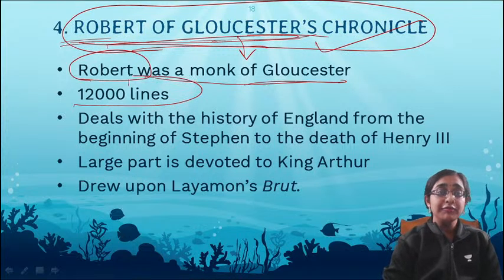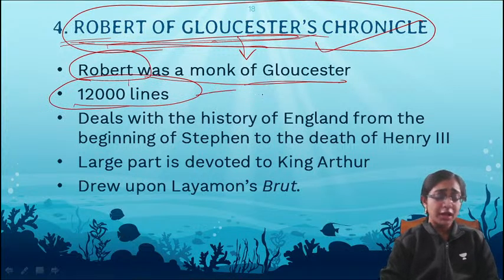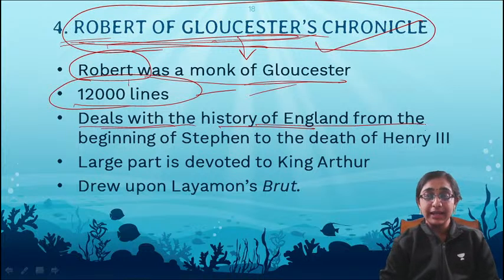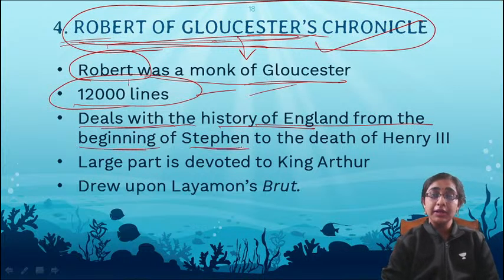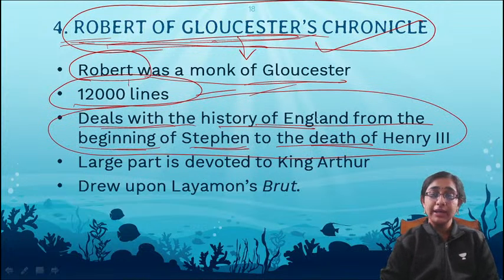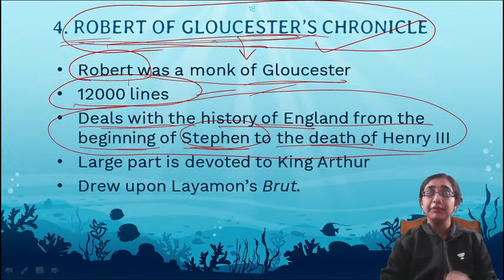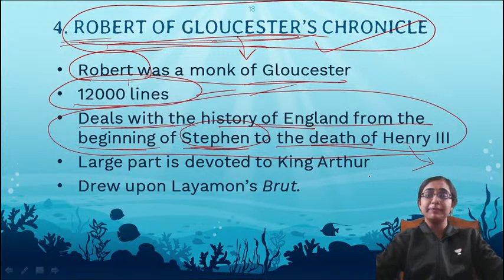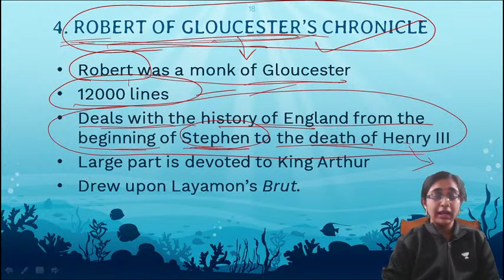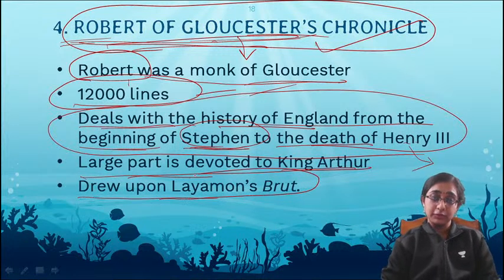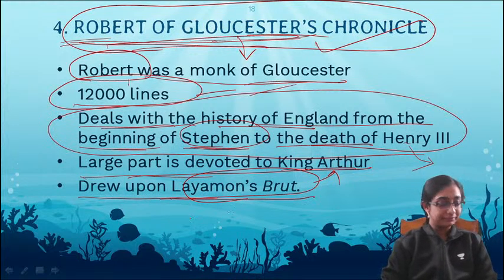This chronicle has 12,000 lines. It's quite a big poem, right? It deals with the history of England from the beginning of Stephen to the death of Henry III. It covers a long period of England's history, from the beginning of Stephen, the name of a king, up to the death of King Henry III. That is the time span of the chronicle. And again, a large portion is devoted to King Arthur. It is mainly based on Layamon's Brut. That is why King Arthur's reference has come here. It drew upon Layamon's Brut.